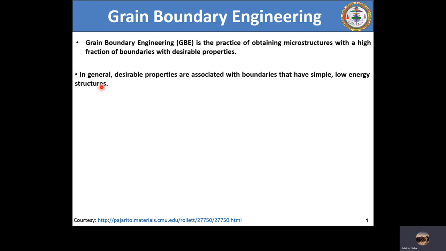And why they have low energy, as we discussed in the earlier sessions, is because of the coincidence of the lattice points at regular intervals. For example, if we talk of a sigma 3 boundary, every third lattice plane between the two adjoining lattices will be in continuation with each other. Such low energy structures are in turn associated with the CSL boundaries that I have already mentioned while talking about sigma 3 boundaries.